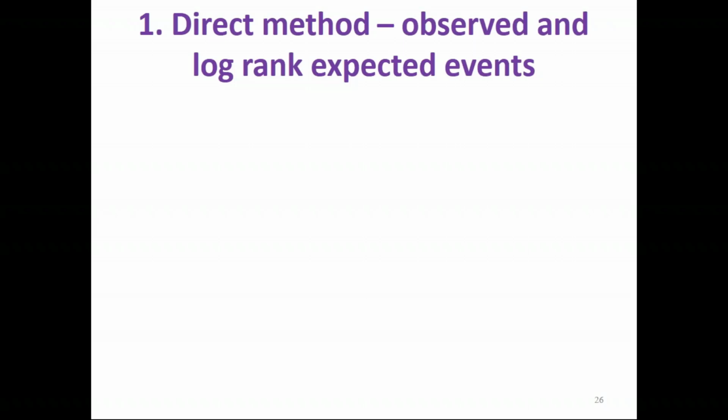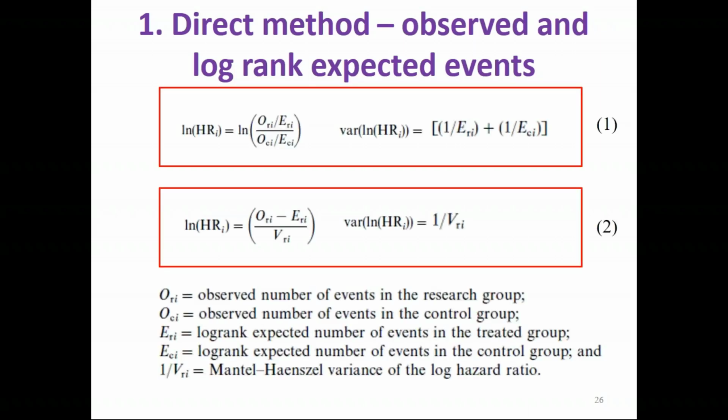So the first method is a direct method where we can extract information on the log rank observed and expected number of events from a trial report. If we have that kind of information, these are the equations in box 1 and box 2 that we might use in order to estimate log hazard ratio and the variance for this particular trial.